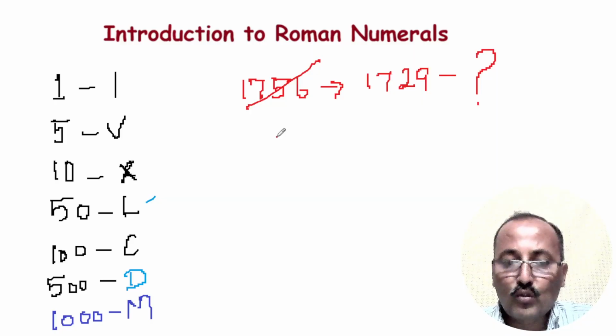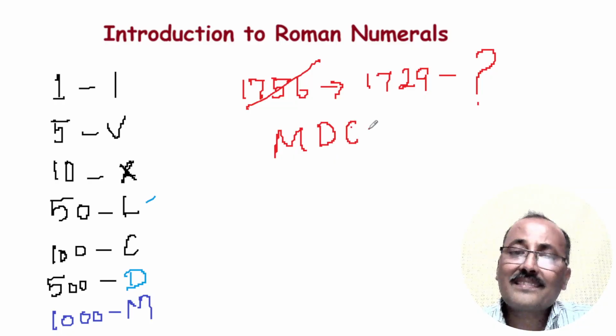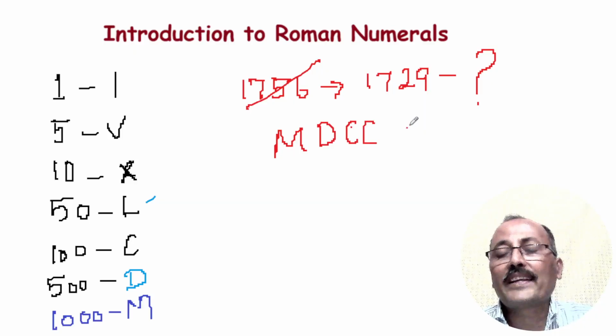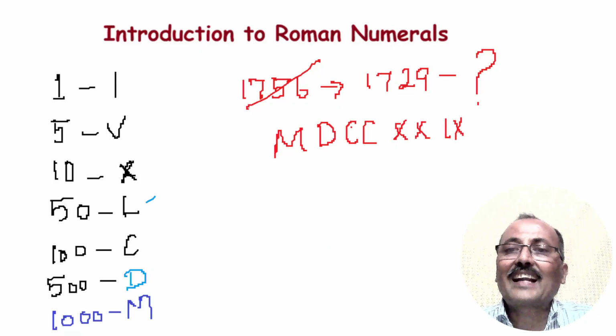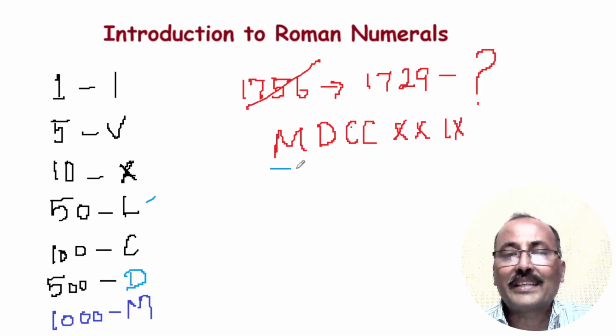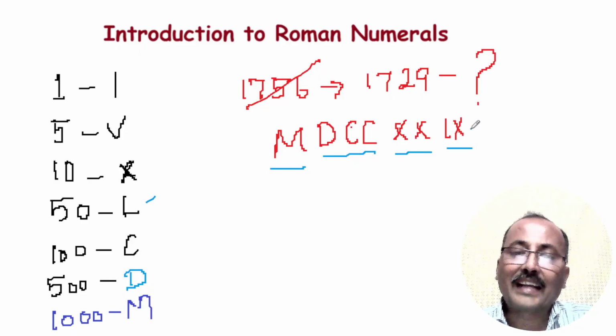1729: for 1000, M; 700, D, and this is for 500. CC is allowed. Up to 3 C's you can write. So it is 700. And 20 means XX. For 9 means IX. My dear children, I hope you could have understood now. M, 1000. DCC, 1700. And this is 29. 1729. Anyone guessed what this number is?